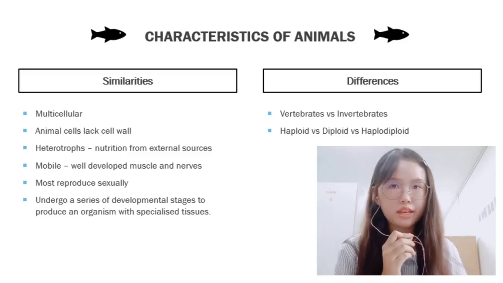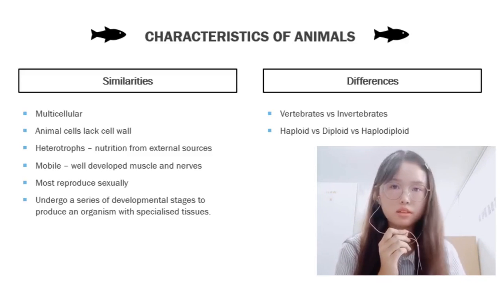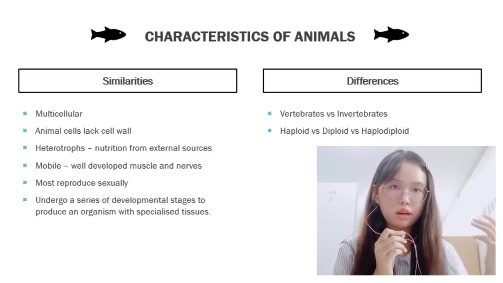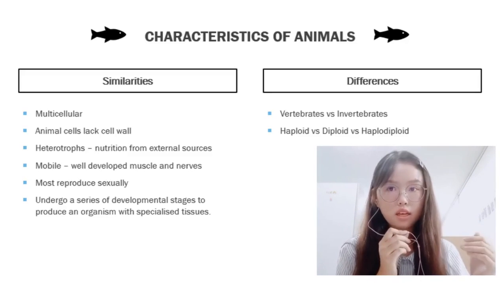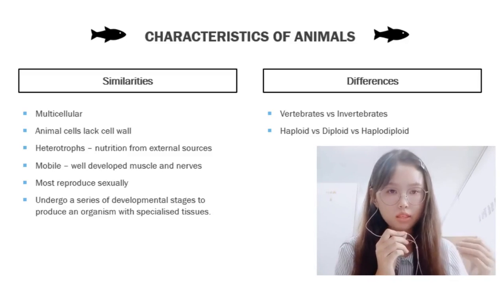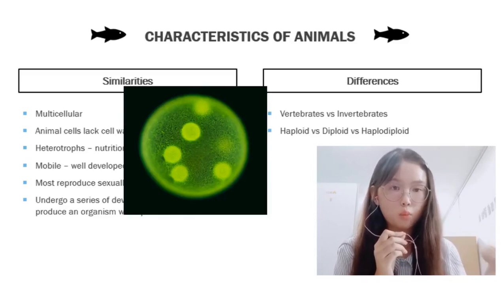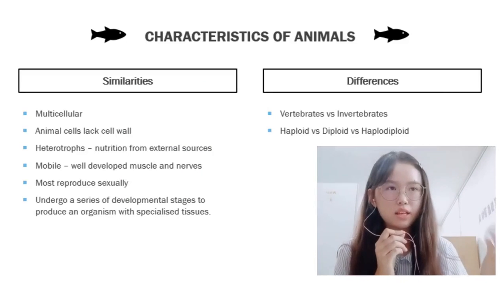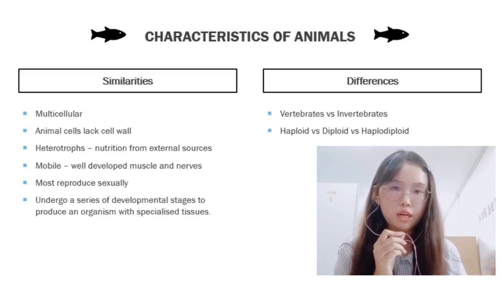The first one is the characteristics of animals. There are similarities in the characteristics of animals as well as differences. Let us see the similarities. First, animals are multicellular, which means they have more than one cell in their body. Just like plants and fungi, they are all multicellular organisms. They are made up of multicellular eukaryotes.